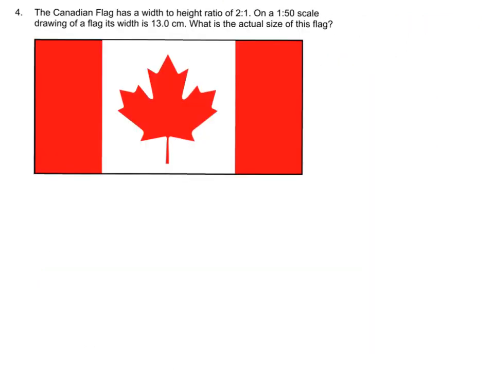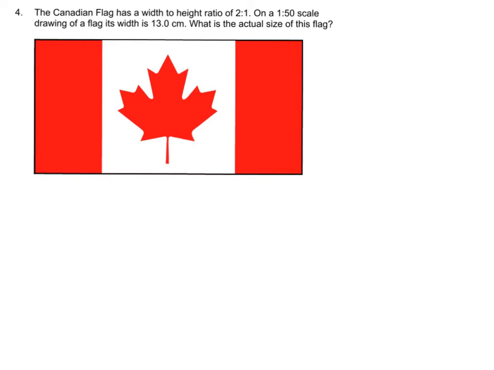The last question I'd like to take up is this question 4, and it can be found on page 18. It's a pretty tough question. It says the Canadian flag has a width to height ratio of 2 to 1. So that's its ratio for width to height. So the width is 2 and the height is 1. Then it says on a scale of 1 to 50, so on a 1 to 50 scale drawing of a flag, its width is 13 centimeters. What is the actual size of the flag?